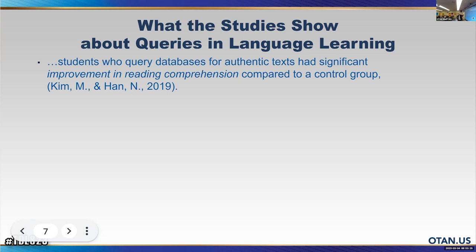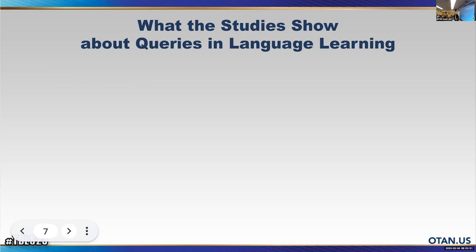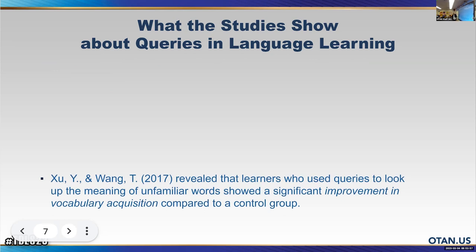Doing these kinds of queries enables students to access authentic text, and it results in an improvement of reading comprehension. Kim and Han found that, compared to their control group, the ones that were using the querying databases were improving their reading comprehension. Okay, all right. And then Yu and Wang revealed that learners who use queries to look up the meaning of unfamiliar words showed a significant improvement in vocabulary acquisition compared to their control group.